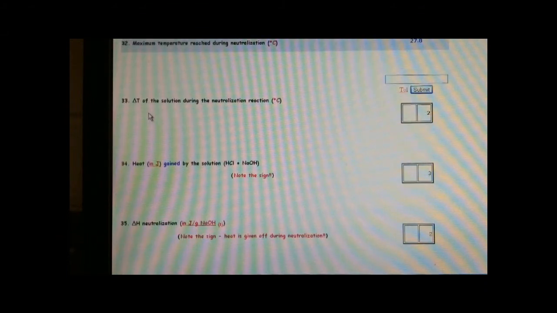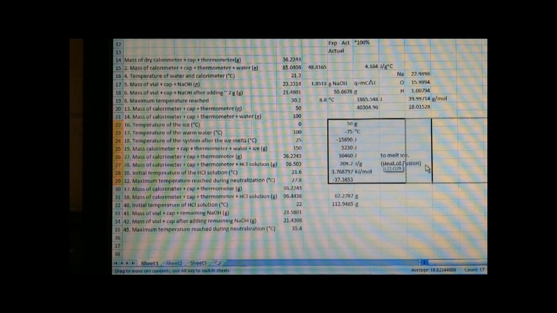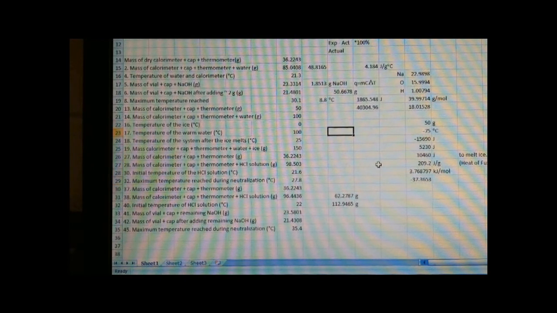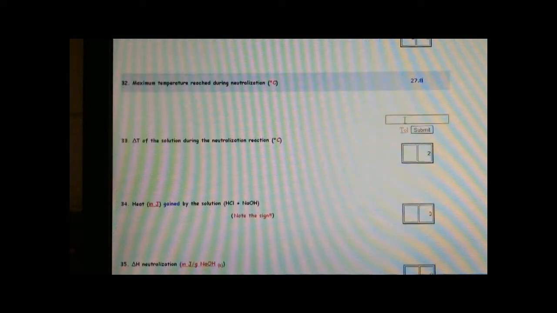Okay, now we want the change in temperature of the solution. We have the maximum temperature reached was 27.8. We have the initial temperature, and so we just simply subtract those two. Let me move some of this stuff out of the way here. All right, so here are my temperatures. I subtract them, and I have 6.2 degrees as my temperature change.